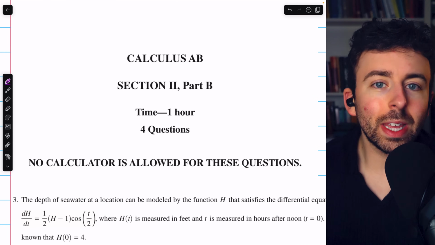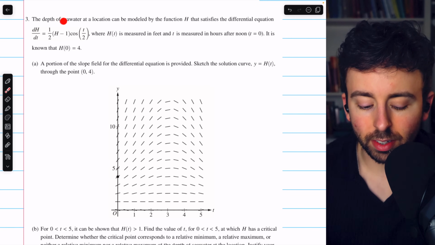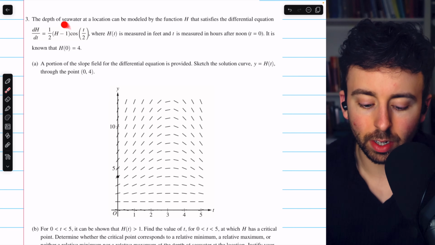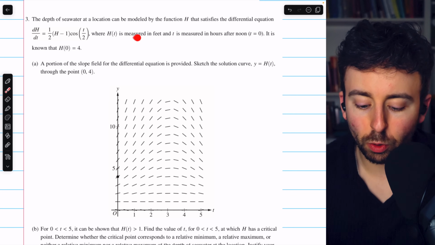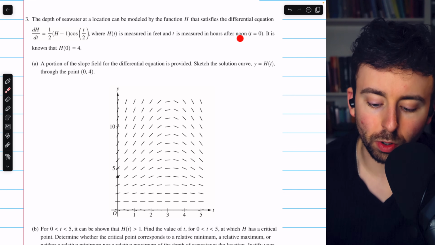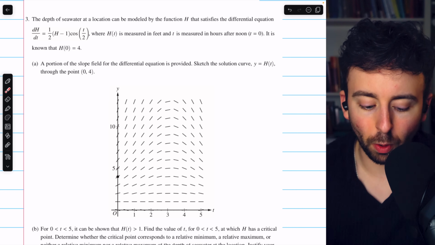Now on to the no calculator section, beginning with question 3. The depth of seawater at a location can be modeled by the function h that satisfies the differential equation given here, where h of t is measured in feet and t is measured in hours after noon, so noon is at t equals 0. It is known that h of 0 equals 4.